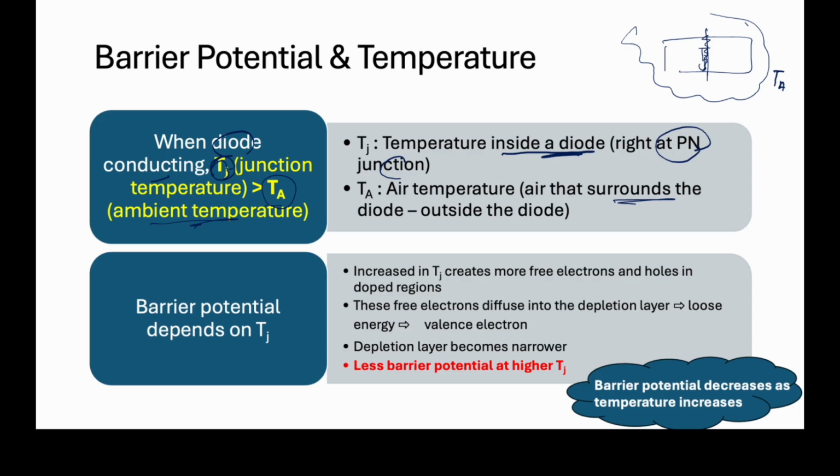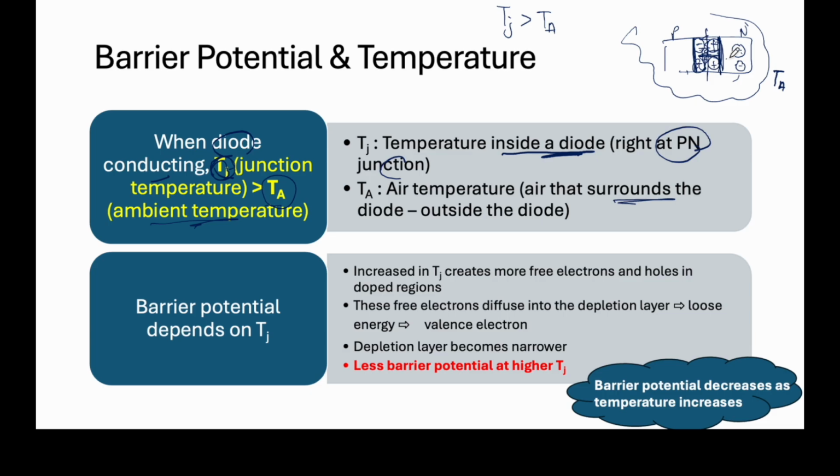So when your TJ is larger than TA, what will happen? Look at all the free electrons. In a normal situation, of course, there is going to be a depletion layer here, where a strong electric field is formed between the positive and the negative charge. So what happens to these free electrons? They are not allowed to diffuse to the P region. They are not able to move. They don't have enough energy to pass through this barrier.